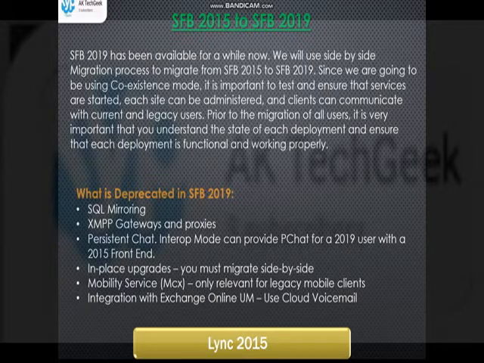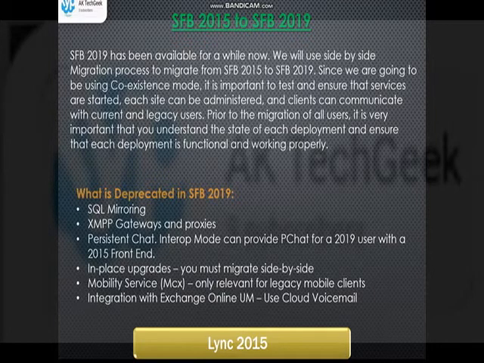So if we talk about the migration process, it's the same. We do not have in-place upgrade in 2015 to 2019. It will be the same, like swing migration or side-by-side migration. So you'll be deploying 2019 on the other server, and then you'll be migrating all the services and users to 2019. You need to keep in mind that you make sure you are doing the testing before you migrate in production, to avoid any sort of conflicts or downtime for the users.